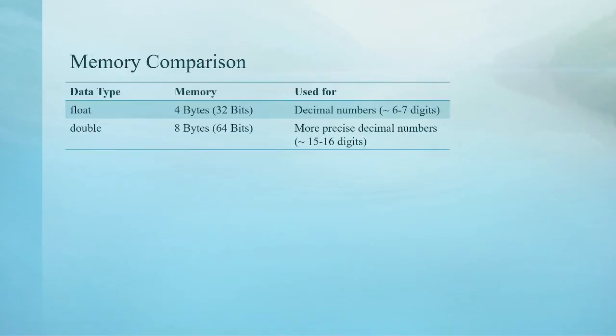Let's compare the float and the double. Float uses 4 bytes and provides approximately 6 to 7 decimal digits of precision. Double uses 8 bytes and provides approximately 15 to 16 digits of precision. So when we need more precision, double is generally a better choice.